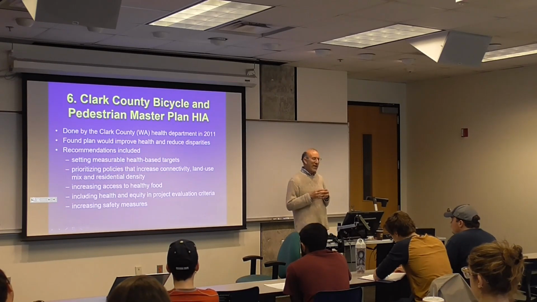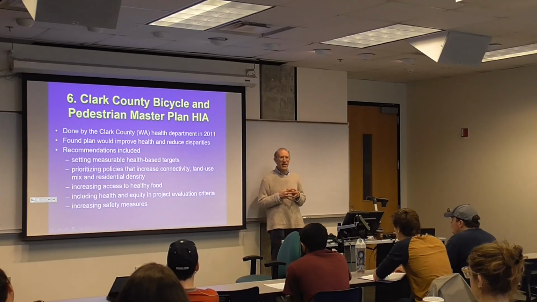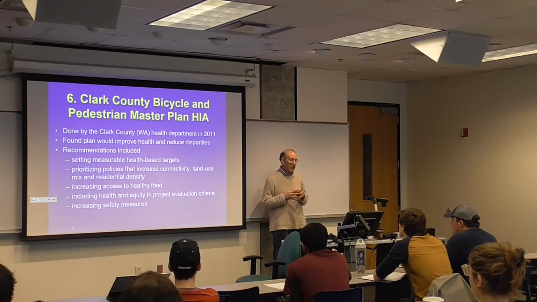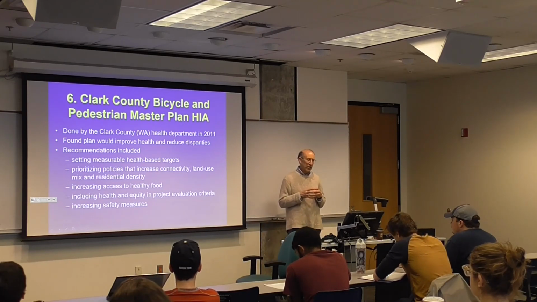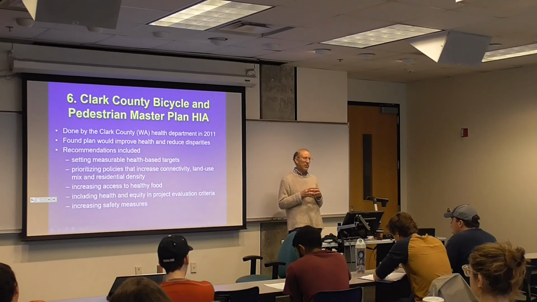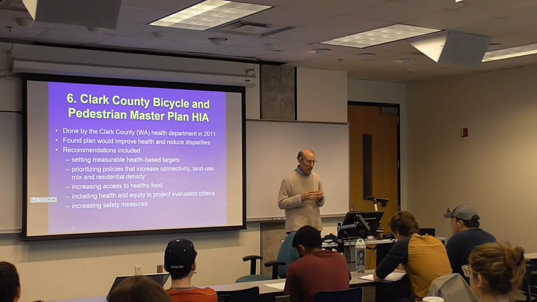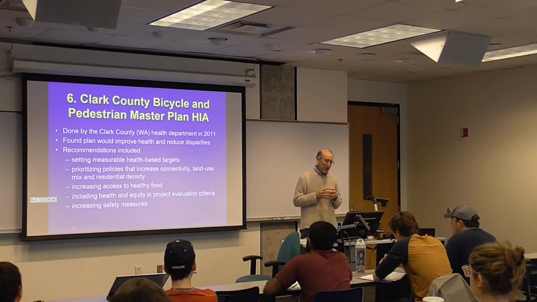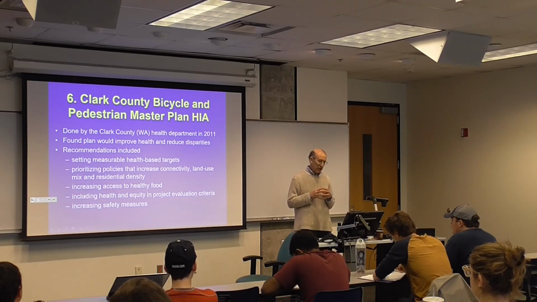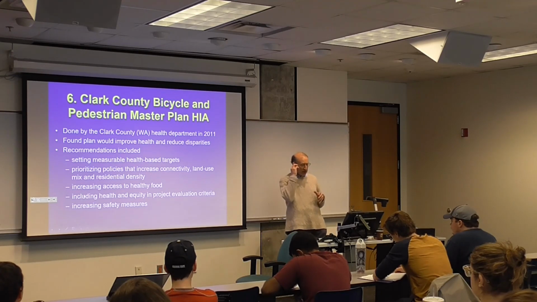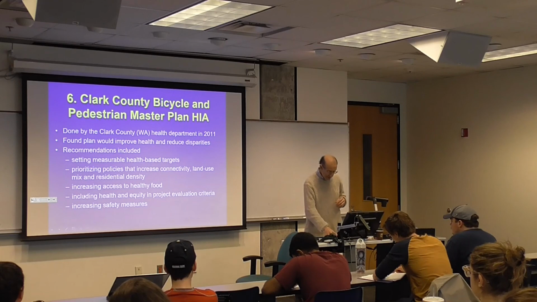Next one is a bike and pedestrian one. Again, anything that's a bike and ped is already pretty positive, but this had some benefits. So this is Clark County, Washington. It's Vancouver, Washington, across the river from Portland, Oregon, on the Washington side. And they looked at what was in the plan and recommended a number of things with some health-based targets and how to prioritize some of the policies and looking at healthy food and getting health and equity in there, various safety things that you might expect on a plan that's already fairly positive.